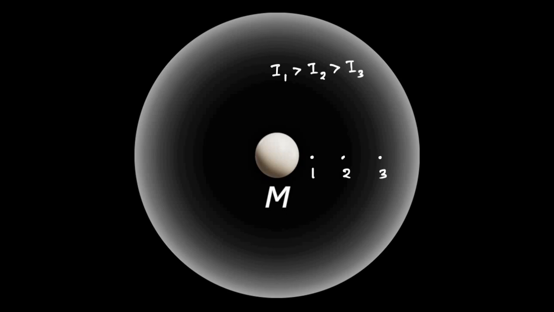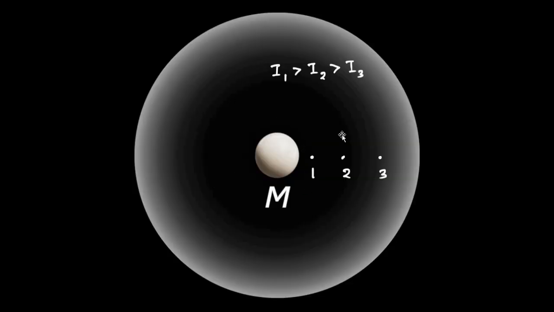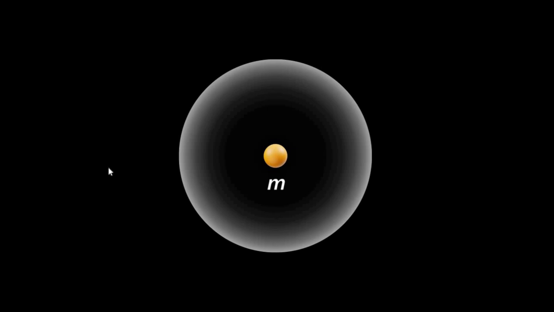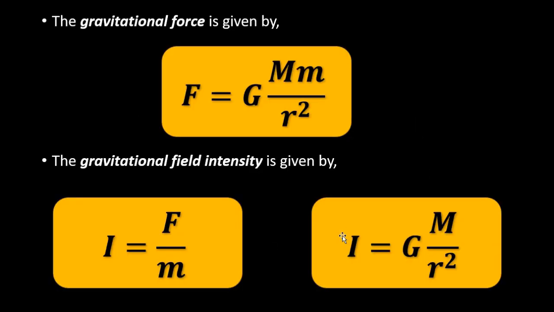So the strength of the gravitational field, or gravitational intensity, is directly proportional to the mass of the source object. The greater the source mass, the greater the gravitational field intensity. The smaller the source mass, the smaller the gravitational field intensity. Similarly, as we move away from the source mass, the intensity of the gravitational field decreases. As we move towards it, it increases. So this is the expression of gravitational field intensity.